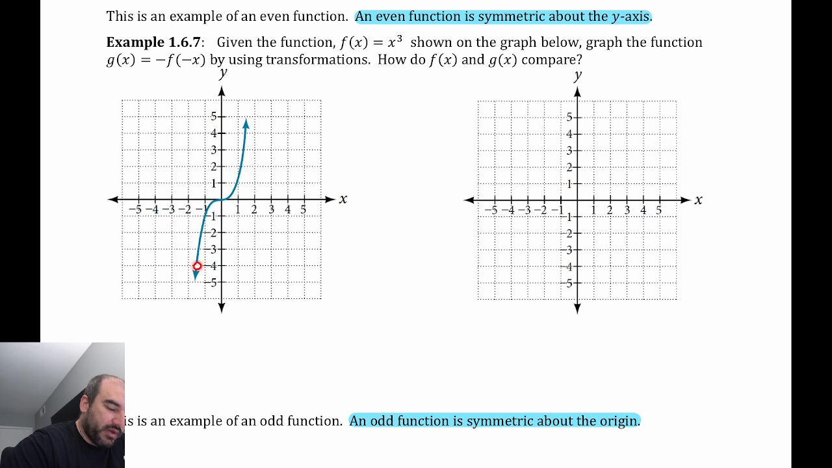So when I take this point down here, I draw a line to the origin and continue going to the other side, and I find its mirror image on the other side. So every point on here is reflecting about the origin to another point on the other side. This is an example of a function that is symmetric about the origin, because every point has its counterpart on the other side of the origin, reflected across the origin.